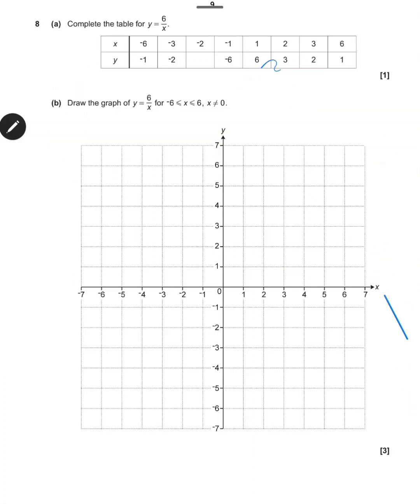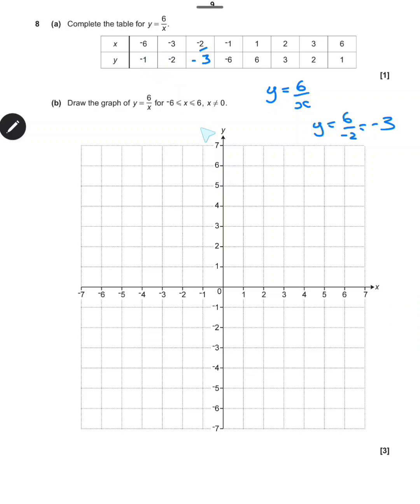So question 8, we've got a table to complete and there's just one missing value, and the rule is y equals 6 over x. The x that we've got is minus 2. So we've got to do y equals 6 over minus 2, and 6 divided by minus 2 is minus 3. So that missing value is minus 3.